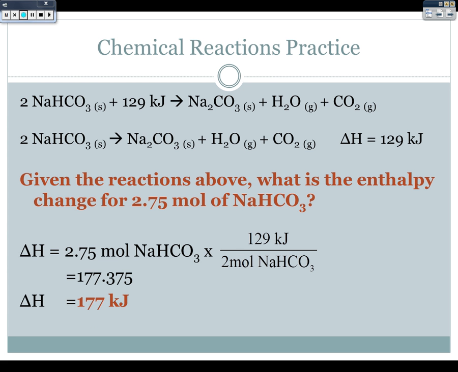Now you can go back and double check this by seeing if it makes sense. In this reaction, I had 2 moles of sodium hydrogen carbonate, and that required 129 kilojoules of energy for the reaction to go. If I have more moles of sodium hydrogen carbonate, I should require more energy in order to get this reaction to go. I should require more enthalpy change in order for the reaction to happen, which is true: the enthalpy change for this is 177 kilojoules, which is more.